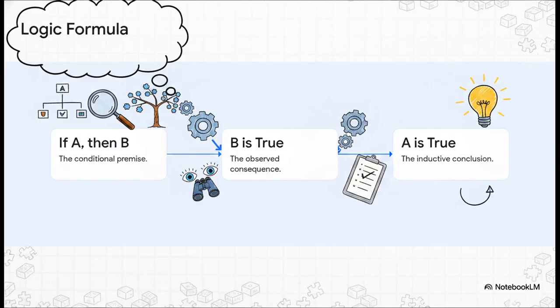Let's see how this builds through three sequential steps of a classic logic formula. Step 1 is our premise: if A, then B. Step 2 is our observation: B is true. Step 3 is our conclusion: therefore, A is true. It's a super straightforward chain of reasoning. If the first part happens, the second part follows. We see the second part happen in reality, so boom, we assume the first part must be true.